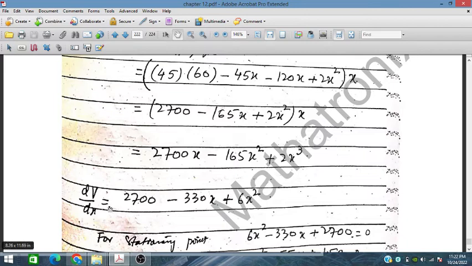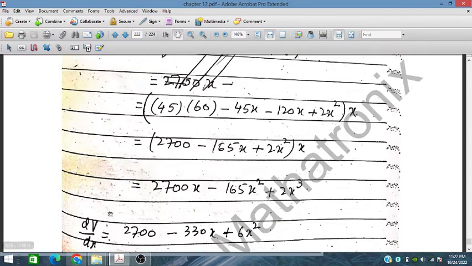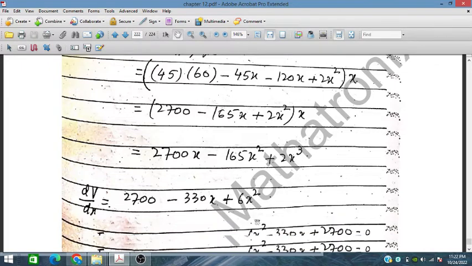Now we show that dV/dx is equal to 2700 minus 330x plus 6x squared. So when we differentiate, this is the volume, so we are differentiating with respect to x. So this becomes 2700, this is 165 multiplied by 2, which is 330, and this is 3 times 2 which is 6x squared. So this is the value.